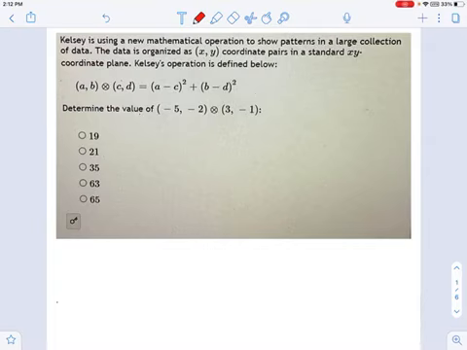We have a new mathematical operation that is being defined by Kelsey. She's trying to find patterns in a large collection of data. And this exercise that Kelsey is going through is actually very common with scientists and mathematicians as they try to find meaning within numbers. If you can see a pattern, you can figure out what it means and you can make predictions. So that's why this sort of thing might be useful. Now, set aside the background story and let's actually look at what's going on here.